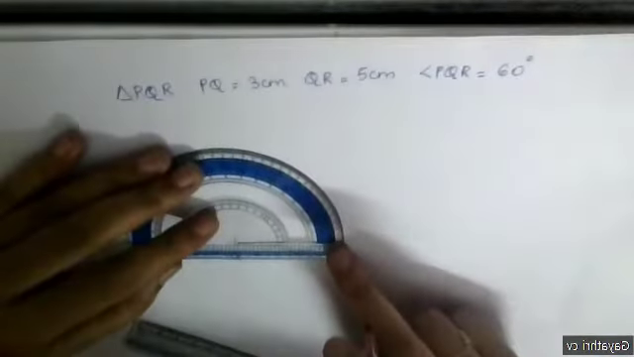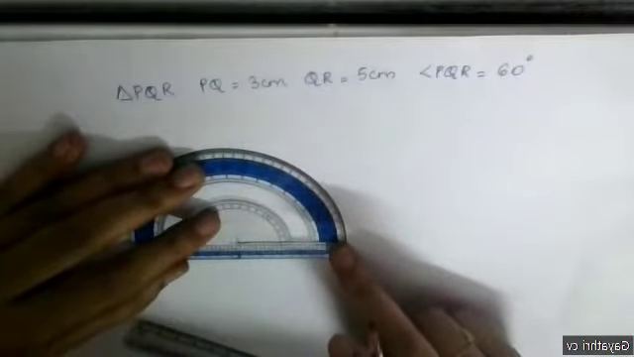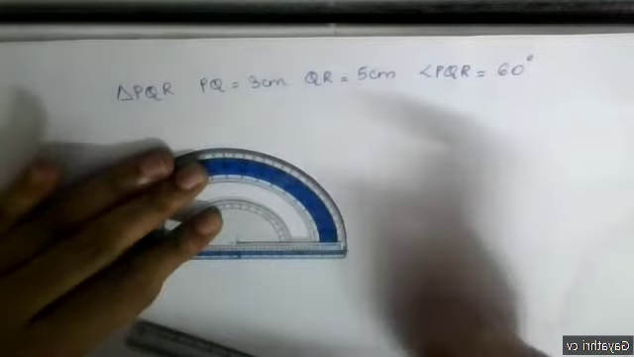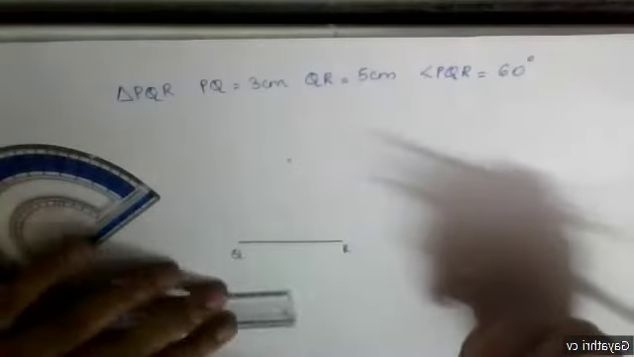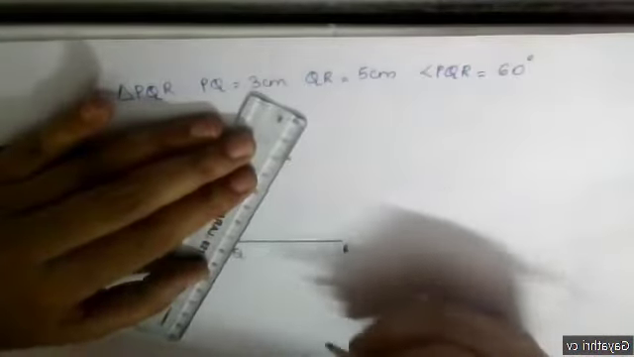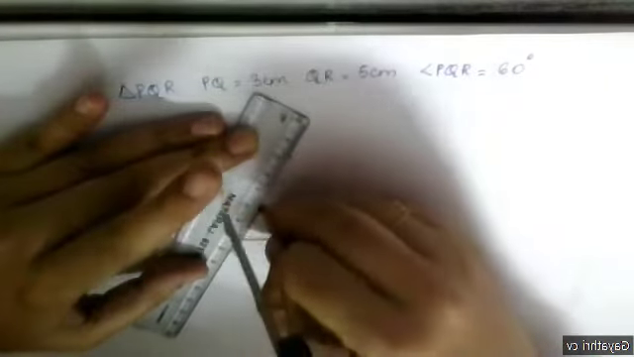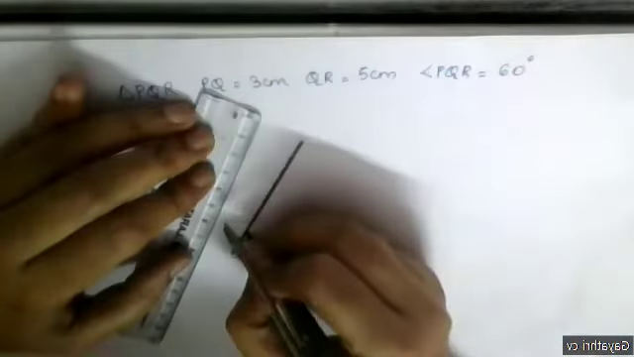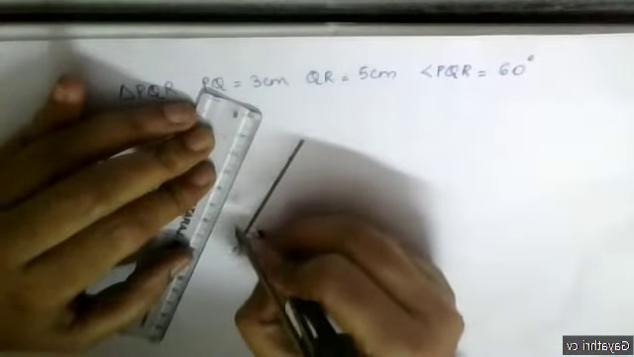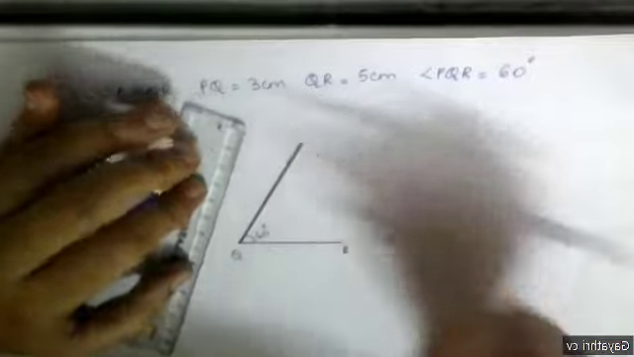Now I know angle PQR is 60 degrees. So with Q as the center, using the protractor, let's mark 60 degree, because the angle that we are going to get here is going to be 60 degree. So with Q as the center, measure 60 degree using the protractor and draw this line. So now you know this angle that we have got is 60 degree.